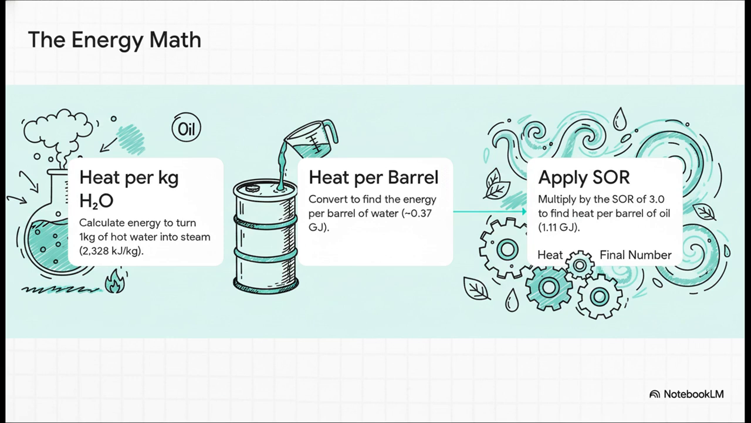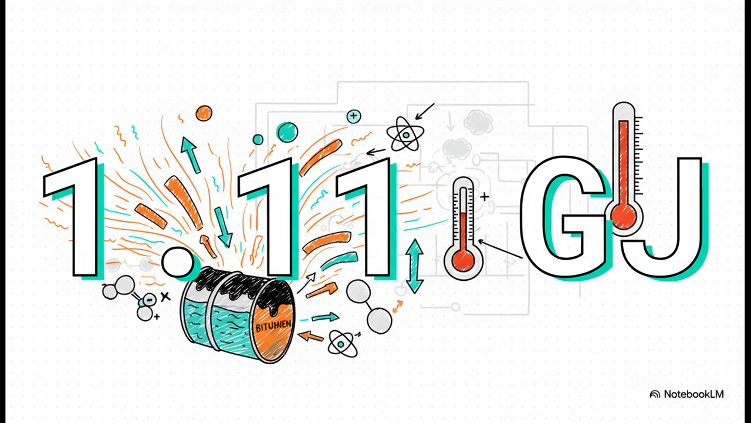Okay, step 2. We've got to convert that to barrels because that's how we measure oil. A barrel of water has 159 kilograms, so we do some quick multiplication and we get about 0.37 gigajoules of energy per barrel. And now for the most crucial step, we apply our steam-to-oil ratio. We multiply that energy by our SOR of 3, and that gives us our final number. And here it is, 1.11 gigajoules.